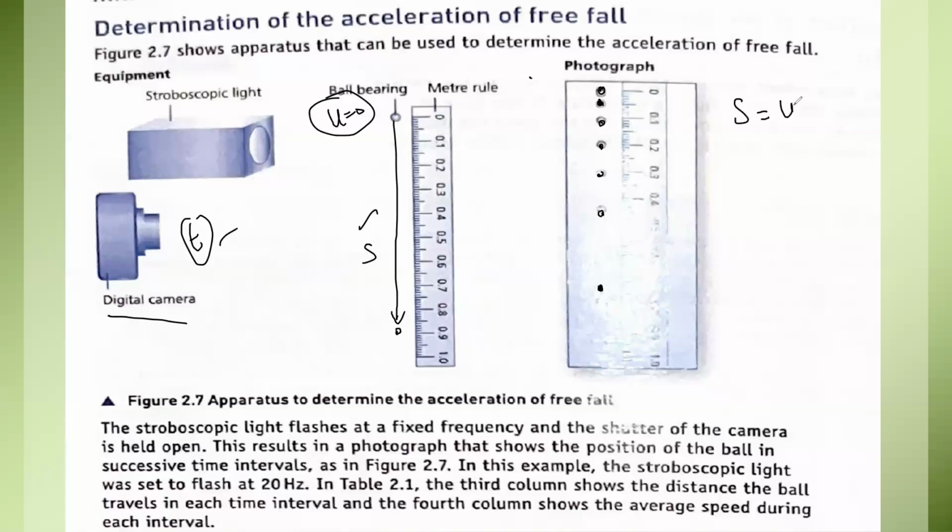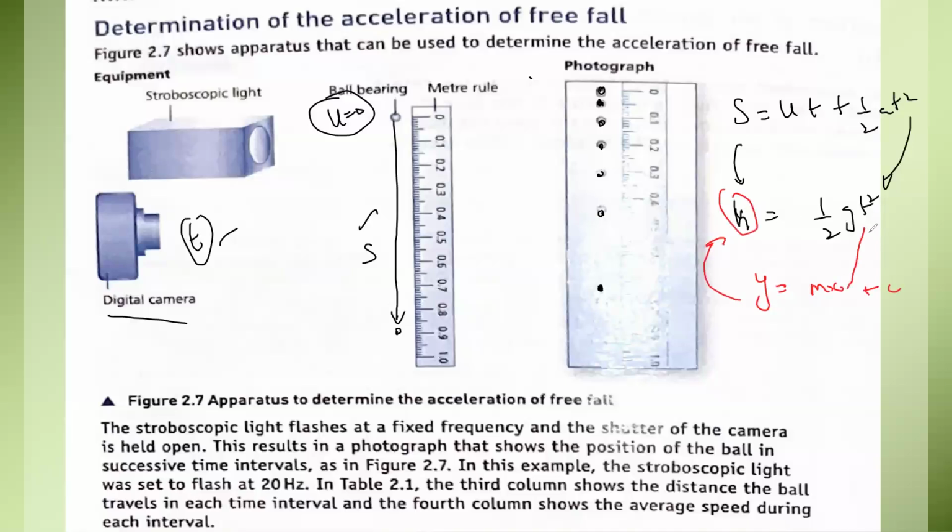We can also use the same formula. s equals ut plus half at squared. So the initial velocity is 0, and s is equal to h. u is 0, so this will become h equals half g t squared. And again, we plot a graph. We compare with the equation of a straight line, y equals mx plus c. On the y-axis, we have h. On the x-axis, we have t squared. Again, our gradient will be half g, or twice the gradient will be equal to the value for g. So using this, we can also work out the same value.